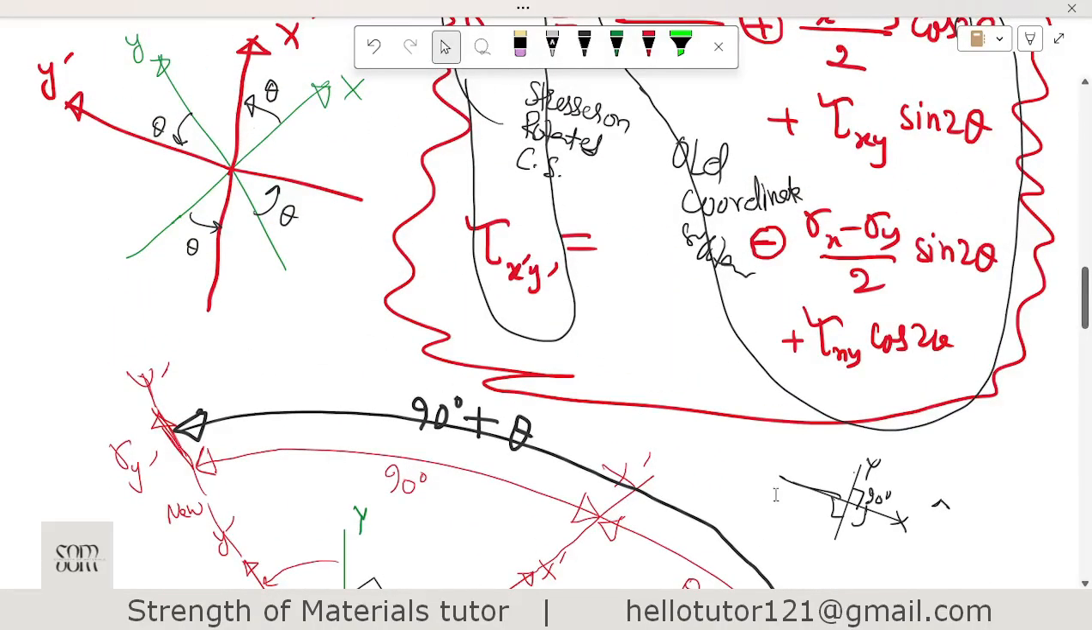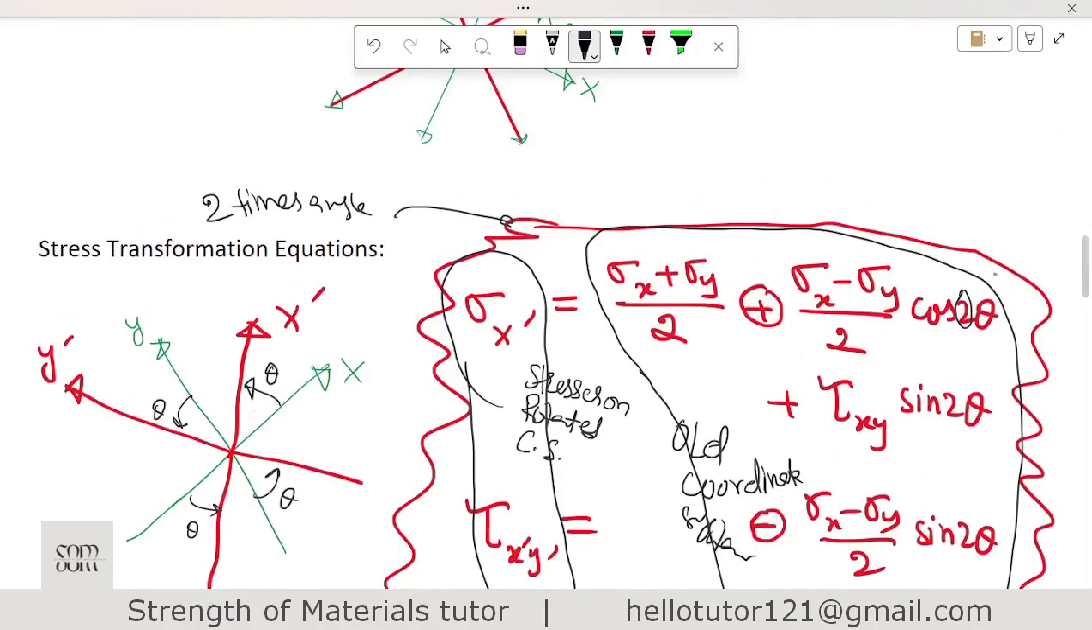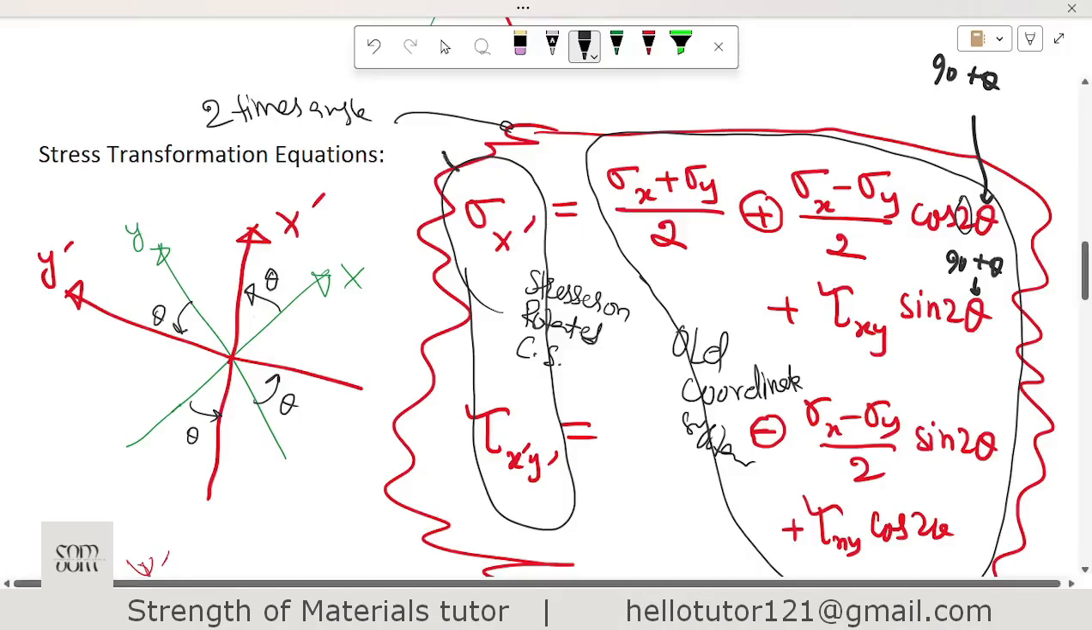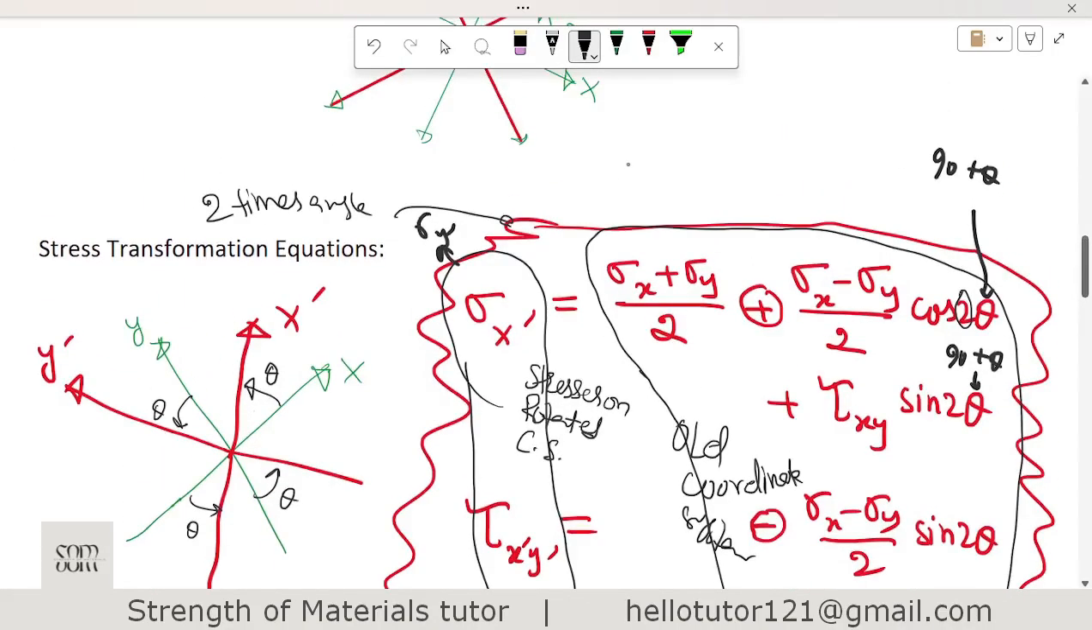So what you do in this equation is, wherever there is theta, you put 90 plus theta. Here also you put 90 plus theta, and you will get sigma y prime. So how do we get sigma y prime? We get it by replacing theta with 90 plus theta.